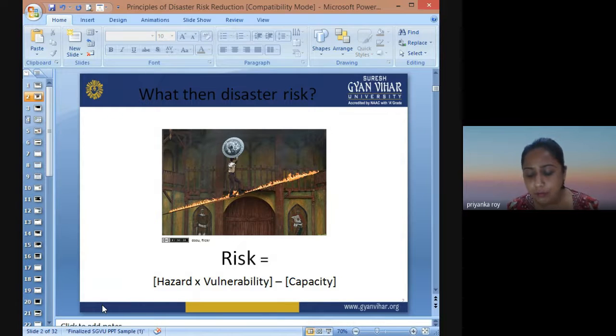So then the number of people and the assets exposed, or the elements which are exposed to the hazard, and their vulnerability to damage and losses, are again part of disaster risk.